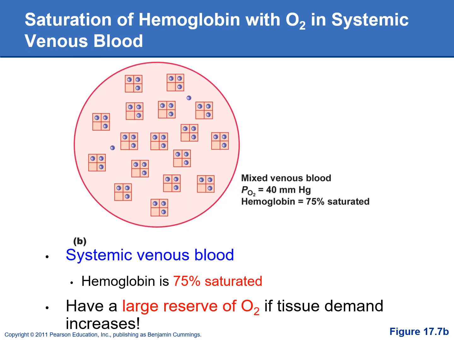This red blood cell has already done gas exchange with the tissues and is now in the systemic venous blood. And notice that the hemoglobin is 75% saturated. So we've dropped off about 25% of the oxygen that the red blood cell was carrying at the tissues. So there's still quite a bit of oxygen that is still bound to the hemoglobin. So there's a large reserve of oxygen that if you start exercising or tissue demand increases, you still have a lot more oxygen that can be dropped off at the tissues.